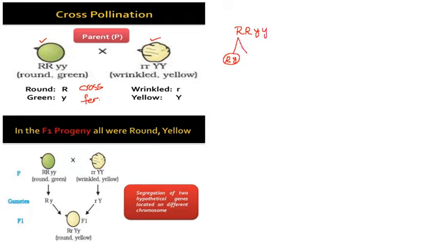If I do this with the others also, initially I took this R and this y, and this R and this y. If you see, all the gametes are of the same genotype. All the gametes are round and green. All the gametes have the same genotype, that is round and green. Fine. So these are the gametes. That is why if you see here, we have taken the gamete R and small y. Okay, we took only one gamete.